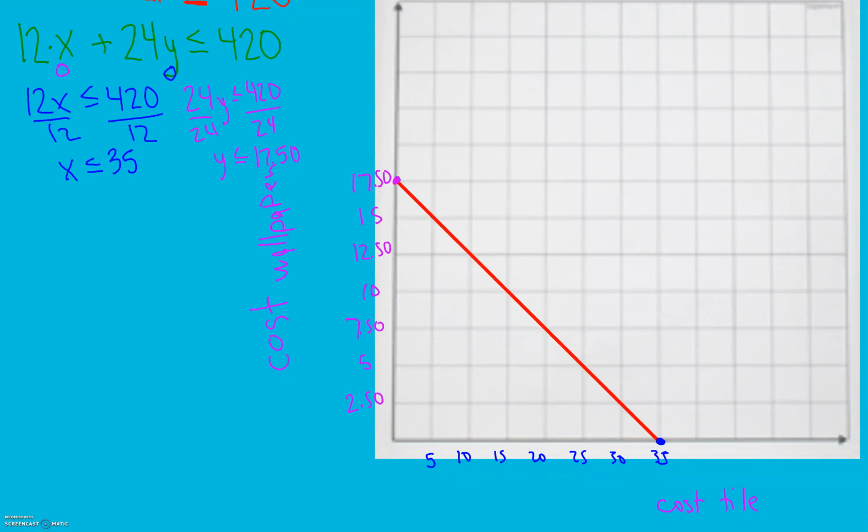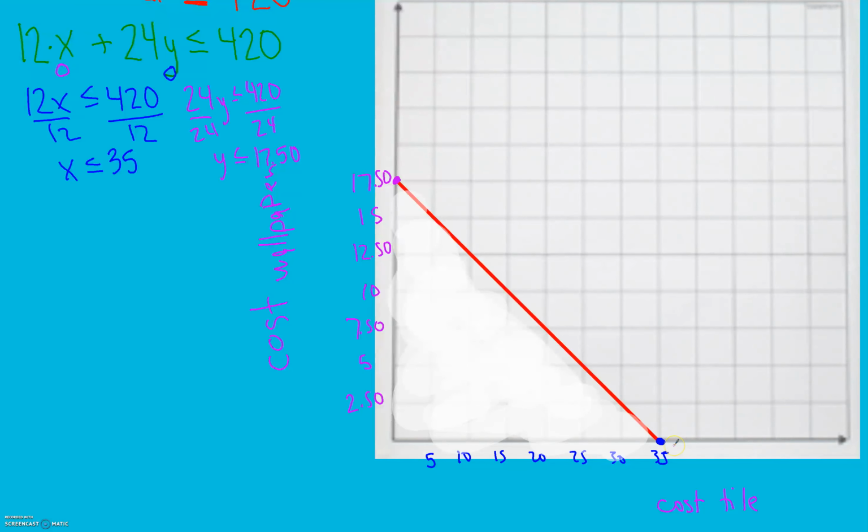And as far as our shading goes, because it's an inequality, we need to shade here. And we want to be less than x and less than y. So we're going to shade in this area right here. So anything in here would work. The question also asks for 3 possibilities.